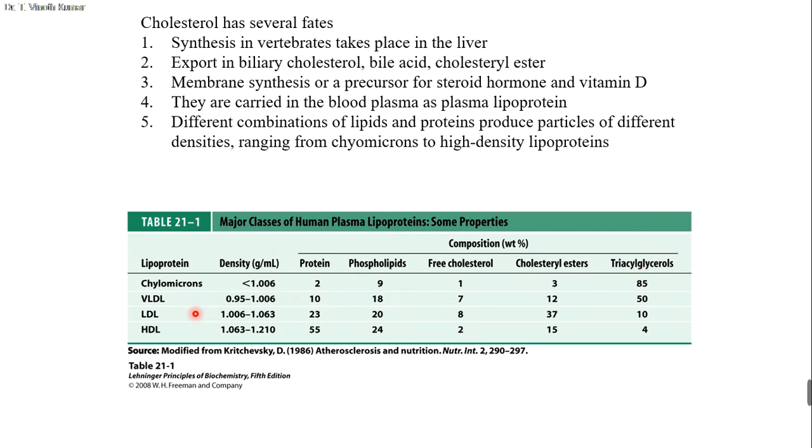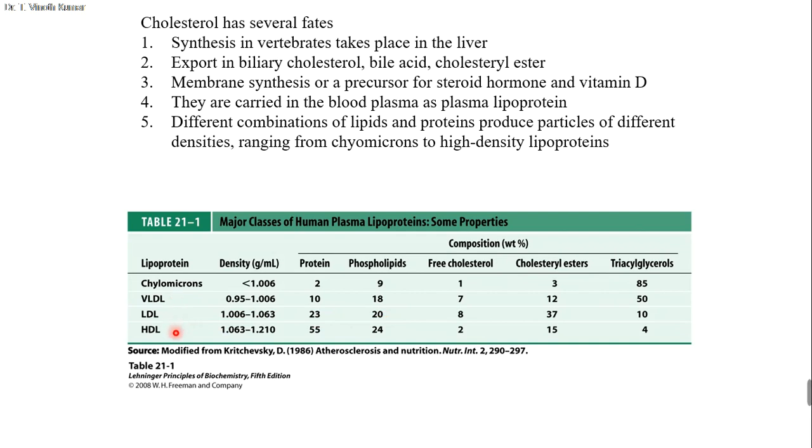The origination of this one is in the small intestine. The VLDL density is 0.95 to 1.006. You can see the majority is again triacylglycerol, but this is reduced from 85 to 50 percent. You can see the phospholipids and proteins are increased here. Next one is LDL. LDL is formed from VLDL, and the VLDL is synthesized by the liver. The triacylglycerol levels are decreased so much, and you can see the proteins and phospholipids are increased much when compared to the VLDL.